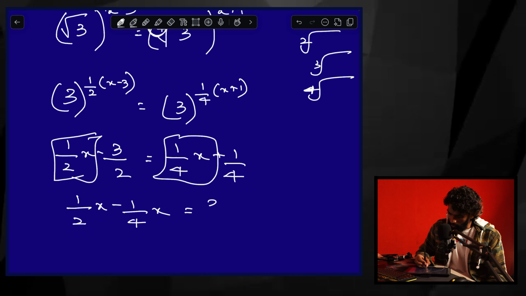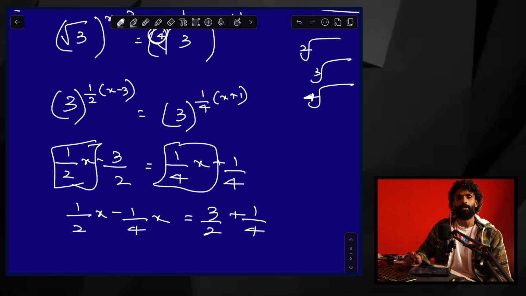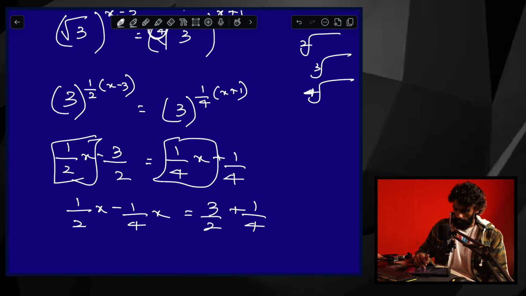Okay. Automatically 3 by 2 plus 1 by 4 as it is was there. What is 1 by 2 minus 1 by 4? It will be 1 by 4 only. Okay. You guys can do the math and then do the thing.